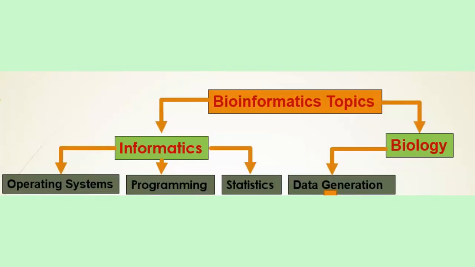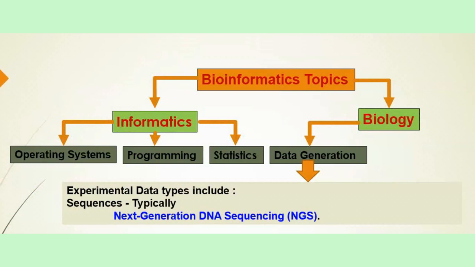Bioinformatics topics. The obvious first biology topic has to be data generation. Not much bioinformatics can happen before there is something to make it happen upon. Types of data generated directly by biological experiments include sequences, from small RNA sequences to entire genomes. Commonly, this will involve next-generation, or high-throughput, sequencing, that is NGS, technologies.